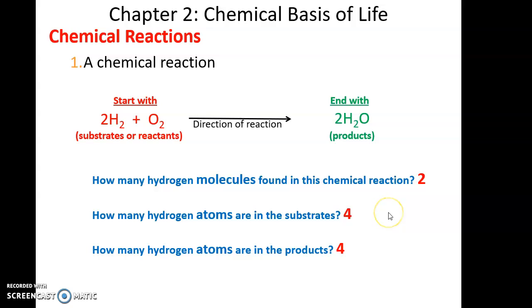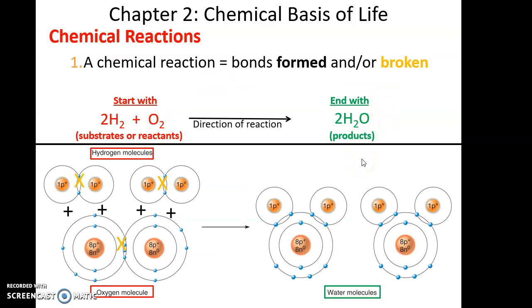Luckily, we will not be balancing chemical reactions in this course, so we will always be given balanced chemical reactions. I just want you to remember that however many hydrogen atoms on one side will be equal to the number of hydrogen atoms on the other side. The number of oxygen atoms on one side will be equal to the number of oxygen atoms on the other side.